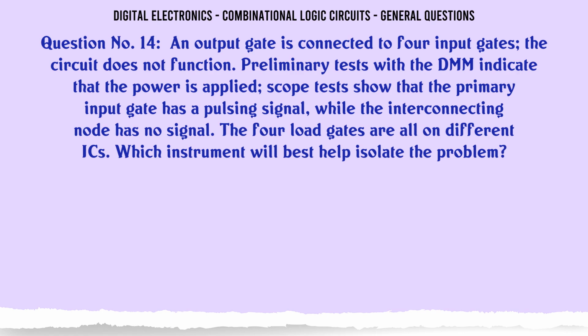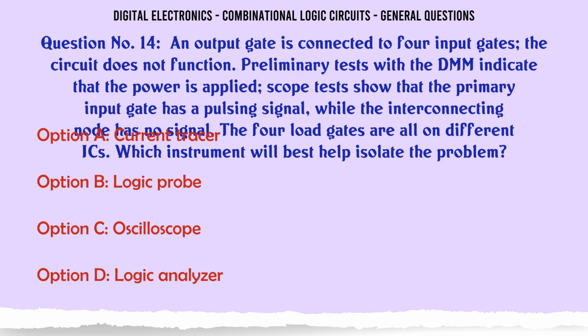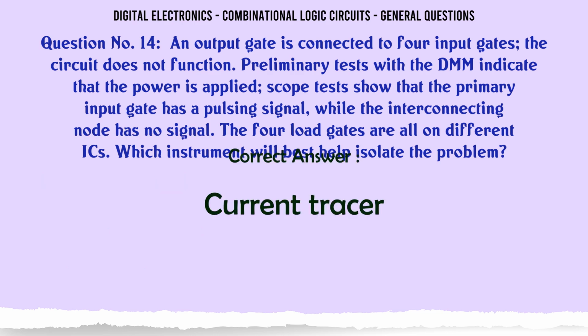An output gate is connected to 4 input gates. The circuit does not function. Preliminary tests with the DMM indicate that the power is applied. Scope tests show that the primary input gate has a pulsing signal while the interconnecting node has no signal. The 4 load gates are all on different ICs. Which instrument will best help isolate the problem? A. Current tracer. B. Logic probe. C. Oscilloscope. D. Logic analyzer. The correct answer is current tracer.